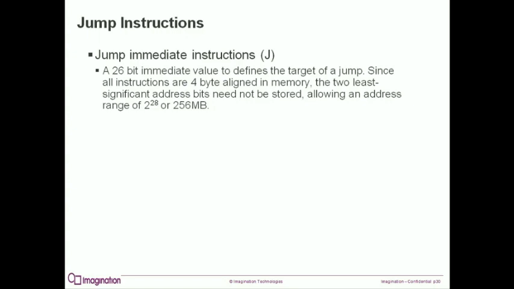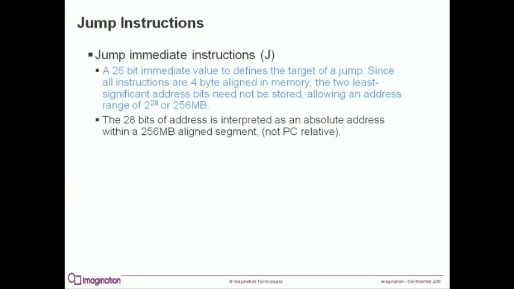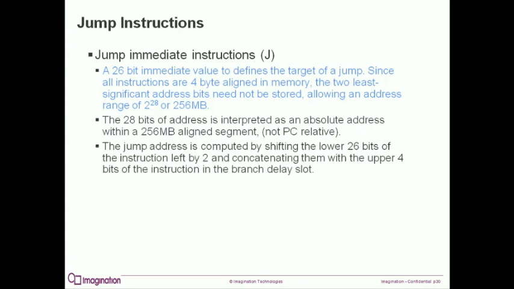It is shifted to the right by 2 since all instructions are word aligned and the last 2 bits of the instruction address will always be 0. So the instruction uses this fact to pack 28 bits of address into 26 bits. The current 256 megabyte PC region is defined by the 4 most significant bits of the branch delay slot. So the jump address is the immediate value shifted to the left by 2, then concatenated with the upper 4 bits of the address of the branch delay slot.